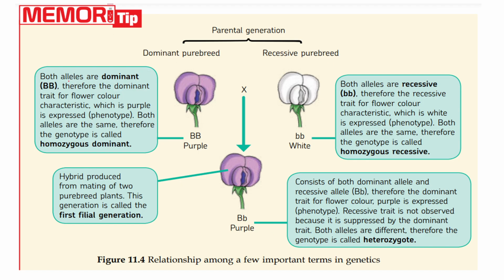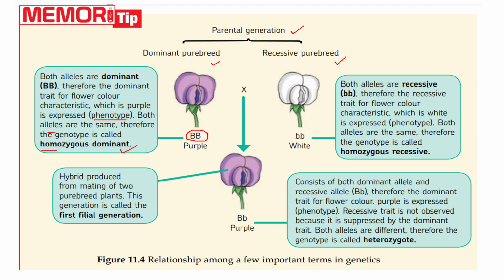Okay, let's look at the explanation. So we have the parental generation here, the dominant purebred, and also the recessive purebred. Both alleles are dominant, characterized by both capital B, therefore the dominant trait for flower color characteristics, which in this case is purple, is expressed, and that is the phenotype, what we see with our eyes. Both alleles are the same, therefore the genotype is called homo. Same means homo. Homozygous dominant.